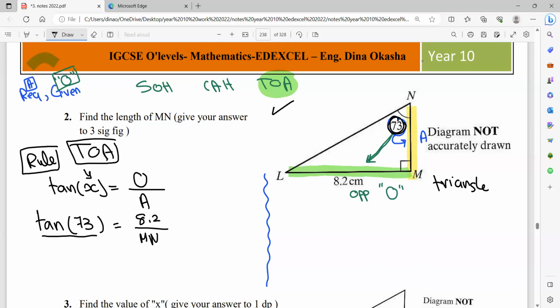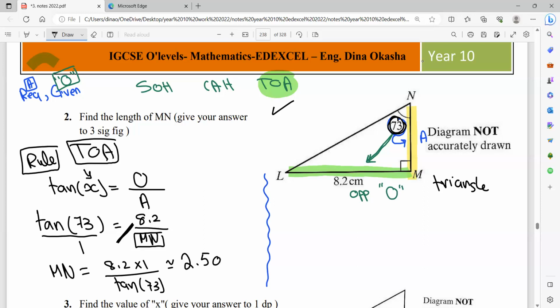And then by cross multiplication, you want to calculate MN. So these two multiply together. So MN is 8.2 times 1 over tan 73. Try as much as you can to use the calculator only once. Now I place this fraction on the calculator and I will get my answer, which is 2.50699.